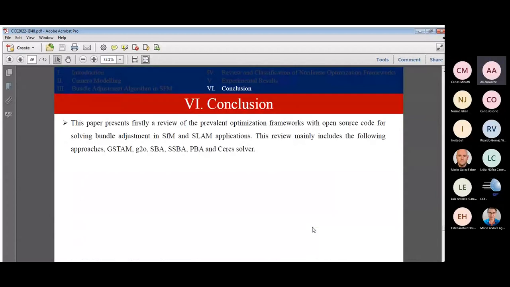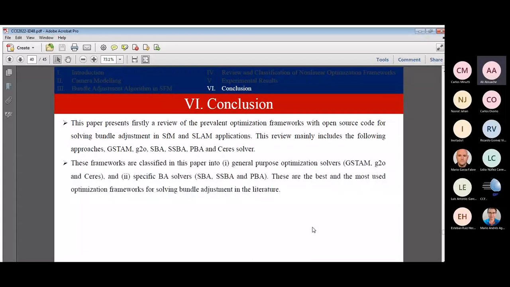Conclusion. This paper presents firstly a review of the prevalent optimization frameworks with open source code for solving bundle adjustment in structure from motion and simultaneous localization and mapping applications. This review mainly includes the following approaches: Georgia Tech Smoothing and Mapping, General Graph Optimization, sparse bundle adjustment, sparse bundle adjustment, parallel bundle adjustment, and the Ceres solver. These frameworks are classified in this paper into 1, general purpose optimization solvers that are Georgia Tech Smoothing and Mapping, General Graph Optimization, and Ceres, and 2, specific bundle adjustment solvers that are sparse bundle adjustment, sparse bundle adjustment, and parallel bundle adjustment.